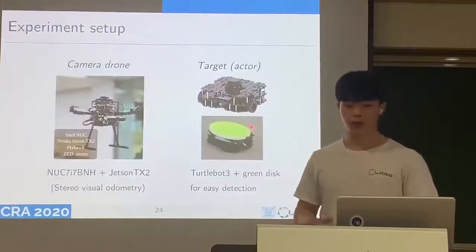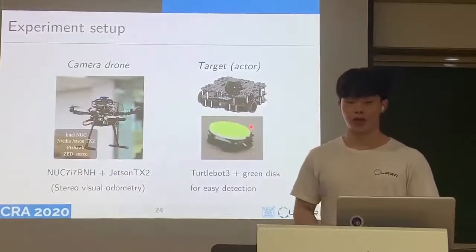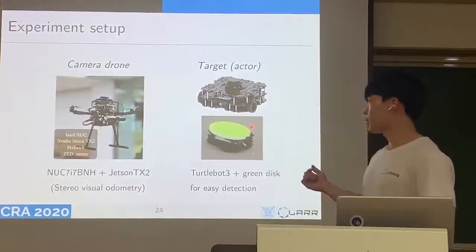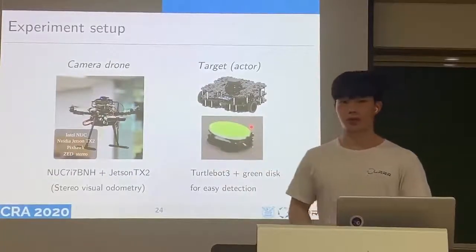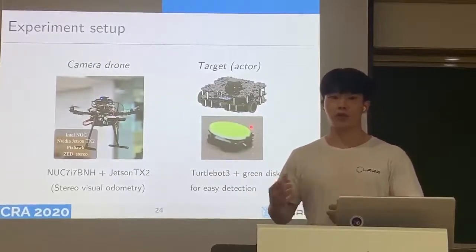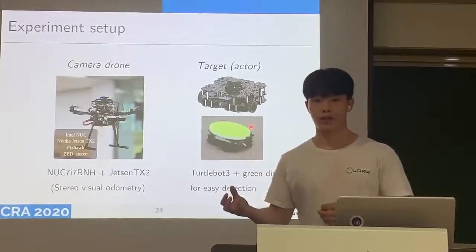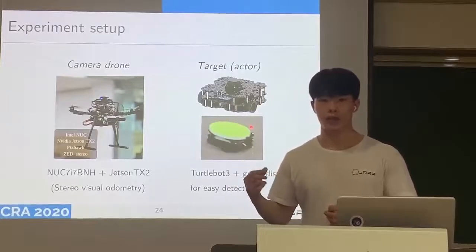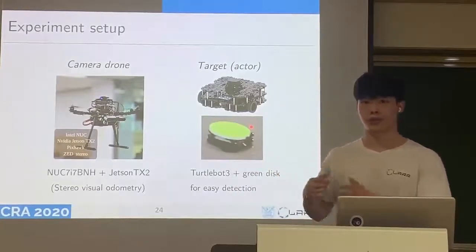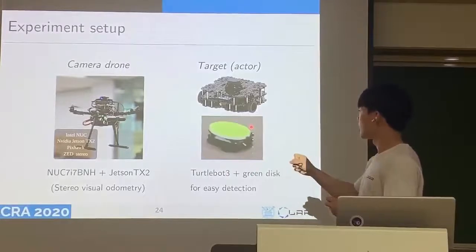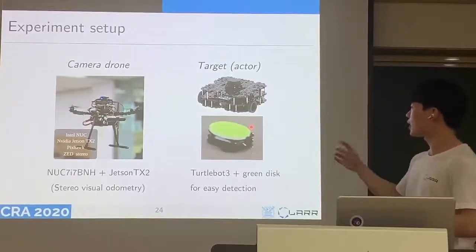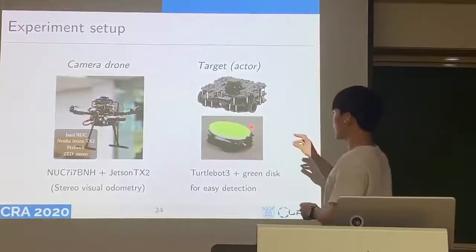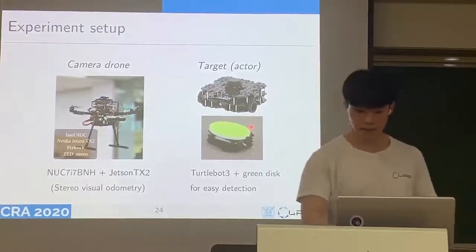So here, we first mention the hardware used as the camera drone and the virtual actor. The drone has the following components, and it carries them on board. So it runs the visual odometry, target detection, target prediction, planning, and the controller, all together. And next, regarding the target, we used the TurtleBot3 Waffle, on top of which we mounted a green disc for easy detection.